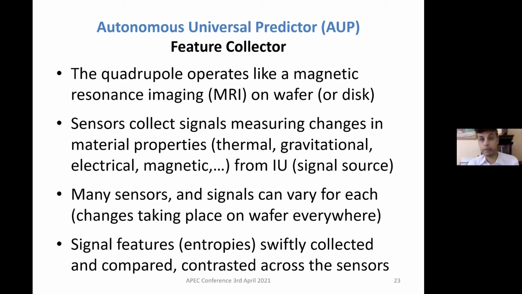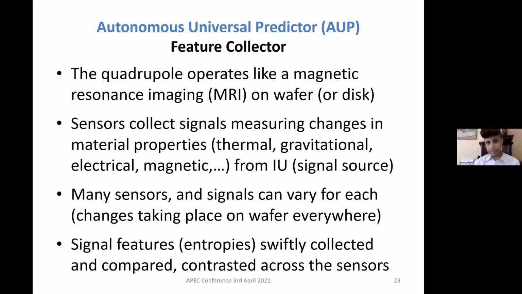And by the way, noise in a situation like this, which is dynamic, is pretty much anywhere. You can't say that there's one optimum location for a sensor. These sensors could be picking up noise anywhere. And so we have to be able to separate that noise from the signal. Now, it goes on here: signal features, entropies, are swiftly collected and compared, contrasted across the sensors.